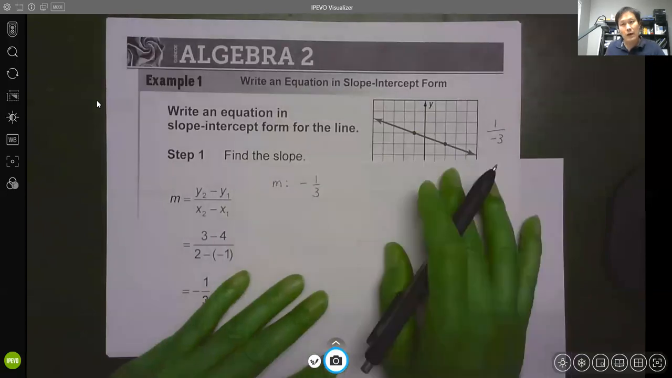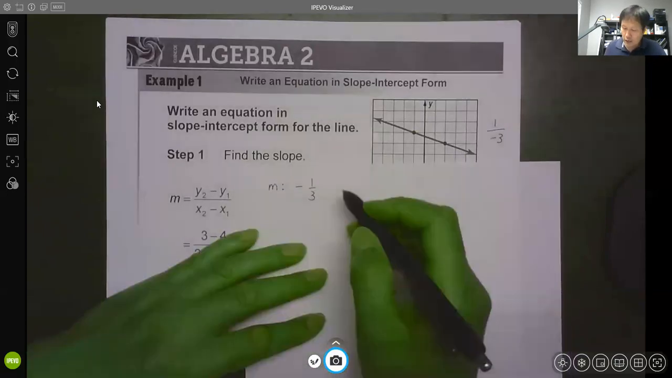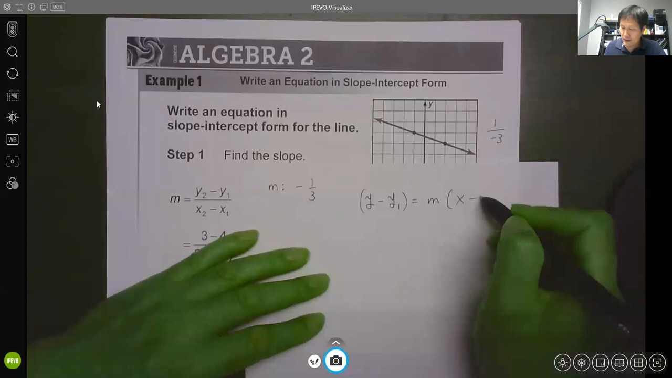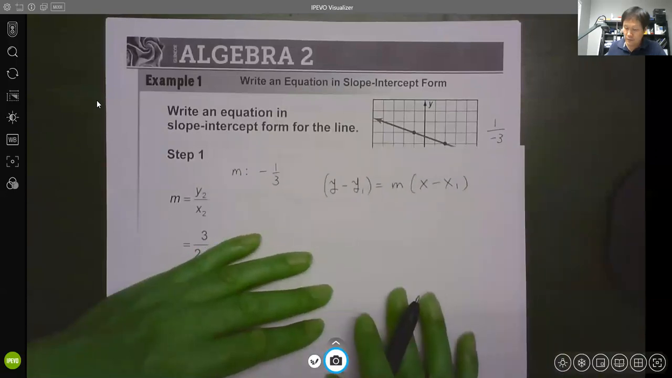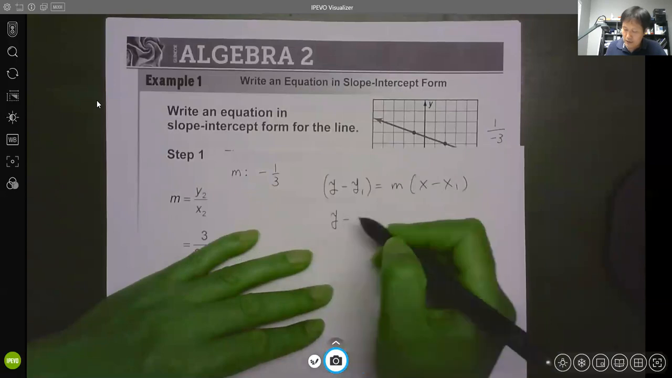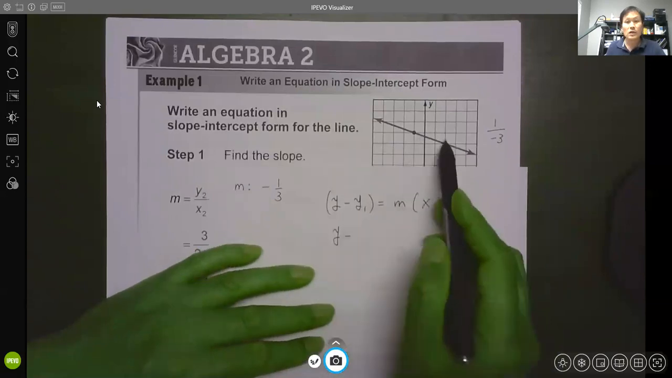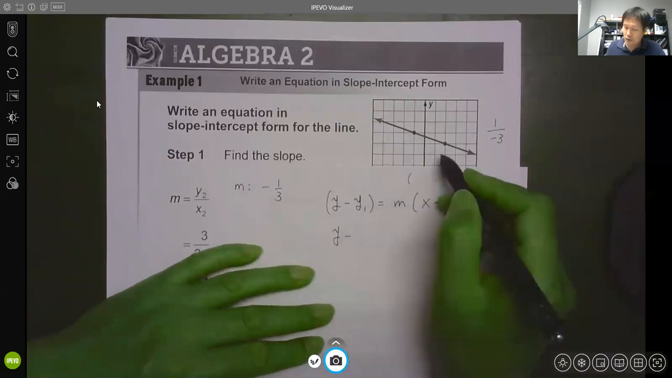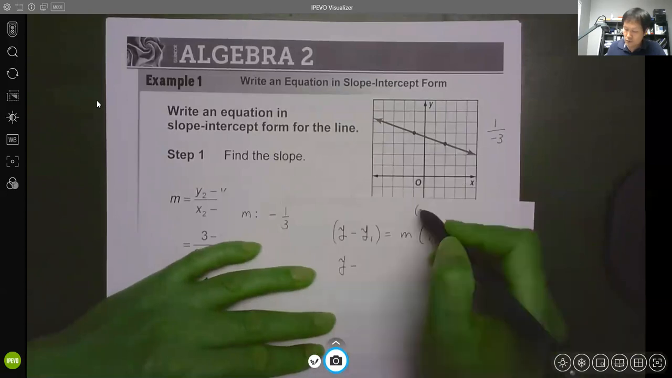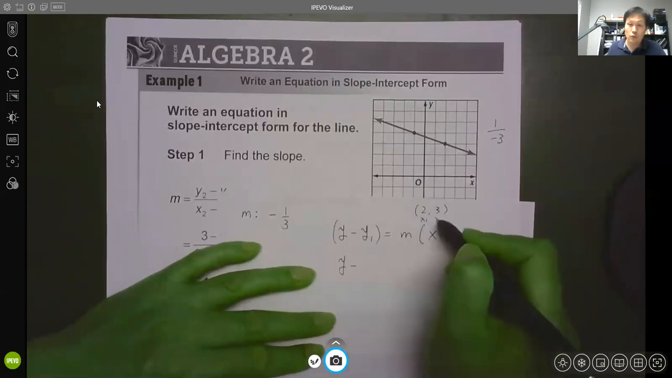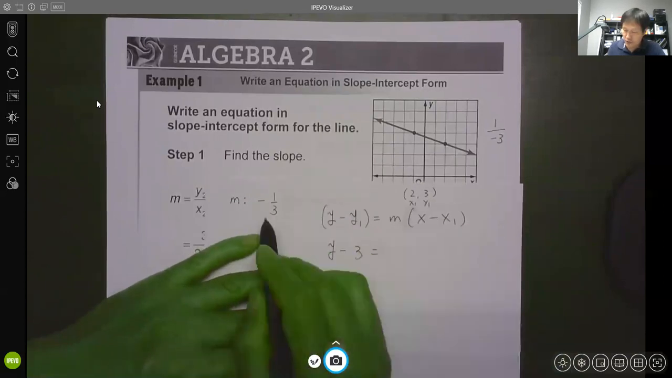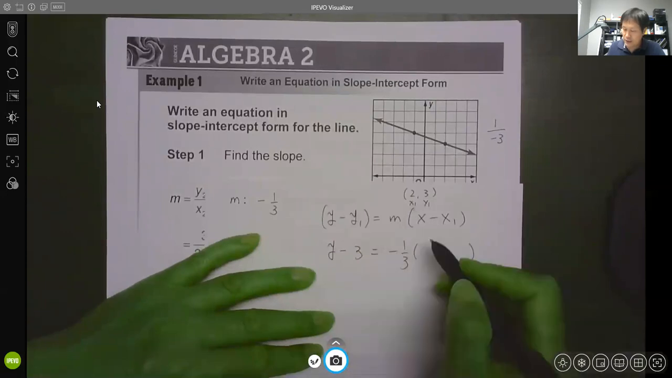Okay, so what I would do is y minus y1 equal to slope times x minus x1. I'll jump into the point slope formula. So y minus y1. You have 2 choices. You can use this point or this point, it doesn't matter. I'm going to use this point, which is 2, 3. That will be my x1, y1. So y minus 3 equal to m. M is slope, minus 1/3, times x minus x1, which is 2.